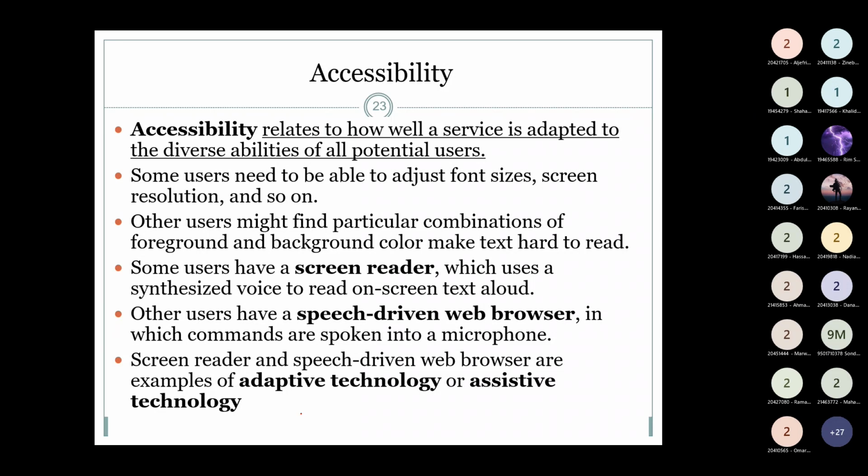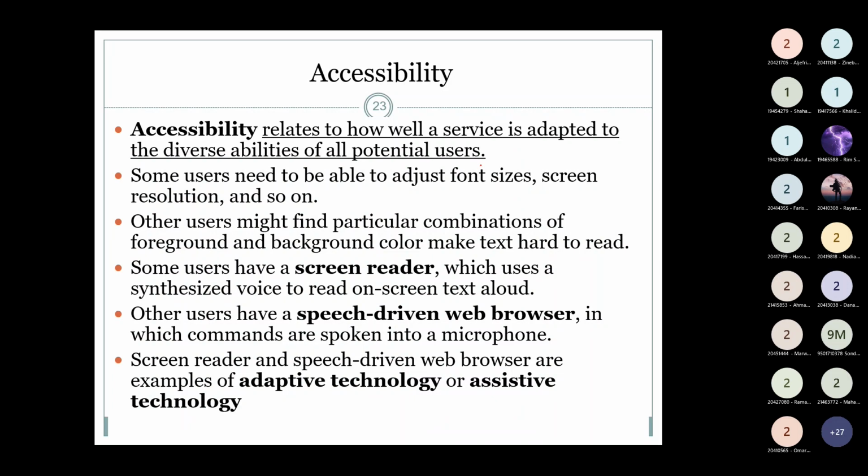Accessibility now. What does it mean, accessibility? Accessible. What does it mean? This system is accessible. What does it mean? Accessible. It is related to how well a service is adapted to the diverse abilities of all potential users. Okay. You will test the accessibility, if it is accessible to all potential users or not.